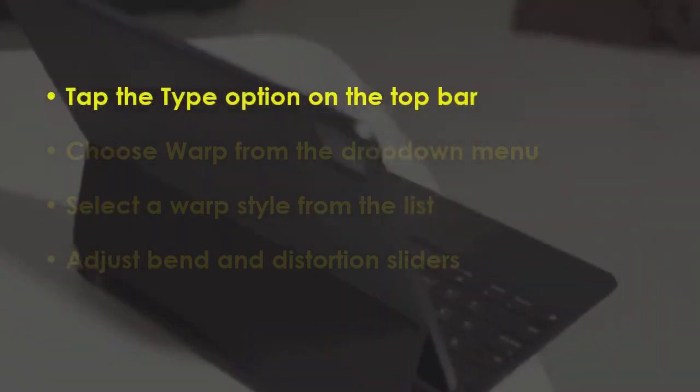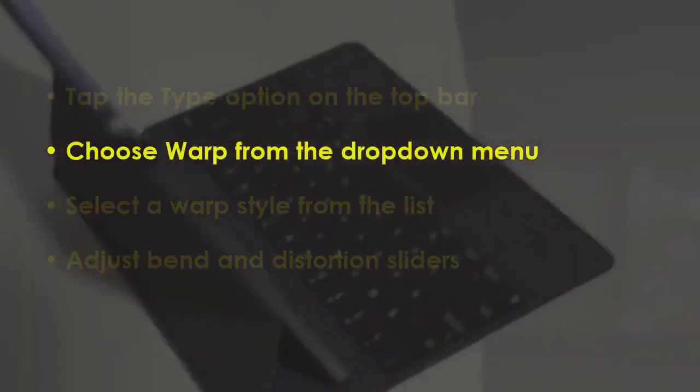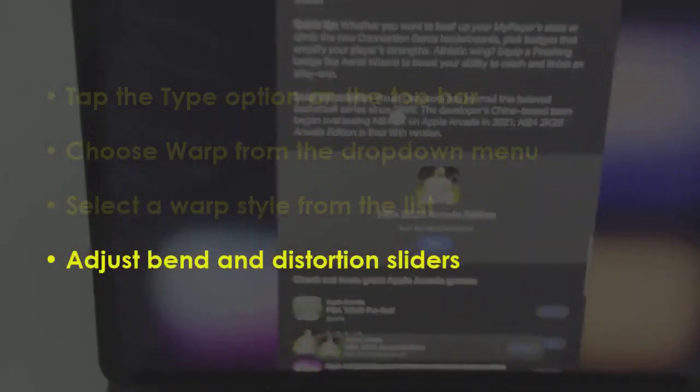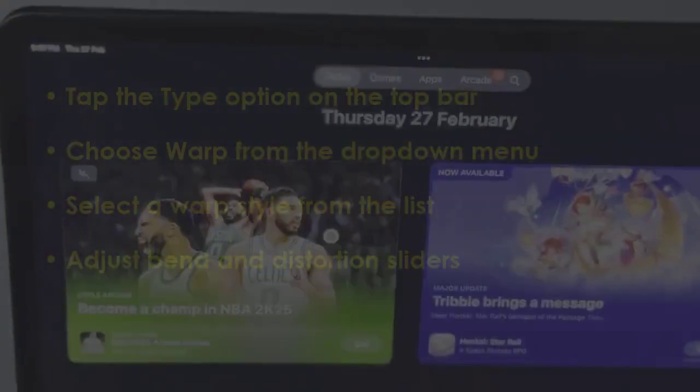In the next step, press the type option at the top. After that, pick warp from the available choices. Then choose a warp design from the options. Then modify curvature and distortion levels.